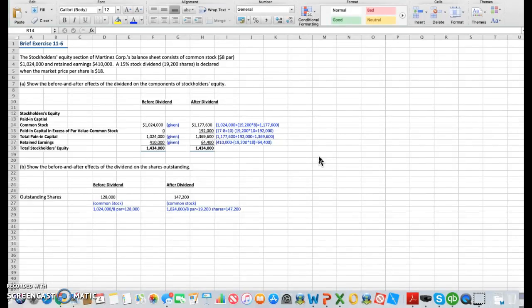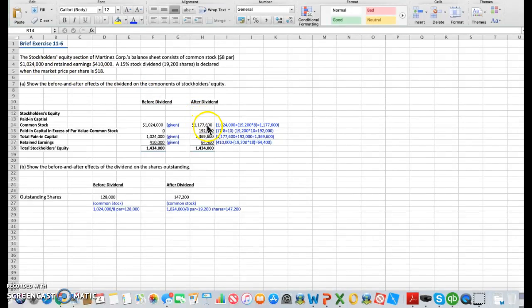So the first thing it wants us to do is show the before and after effects of the dividend on the components of stockholders' equity. The first thing we have is stockholders' equity, then paid-in capital, and then common stock. This is where we have to start calculating. Common stock is given right here.